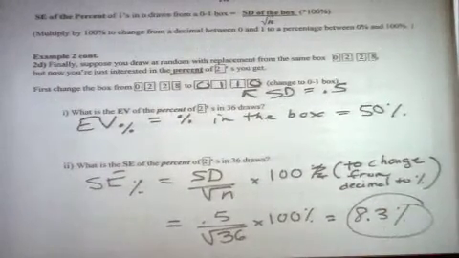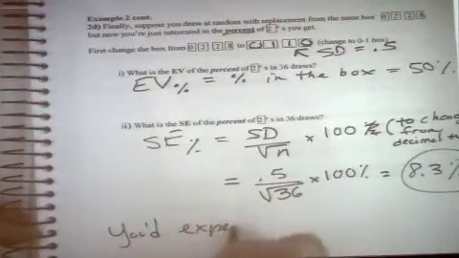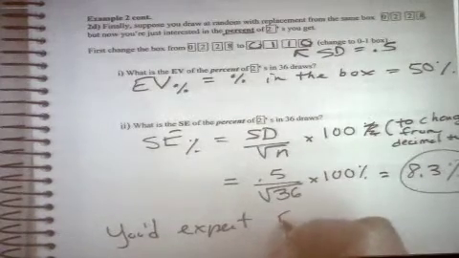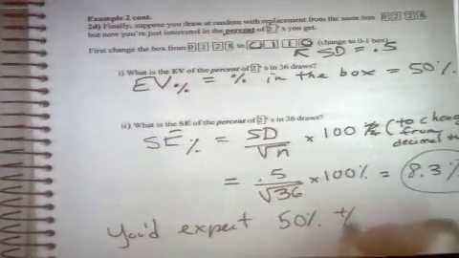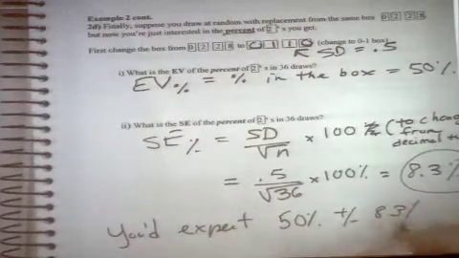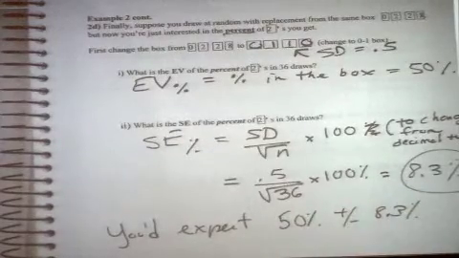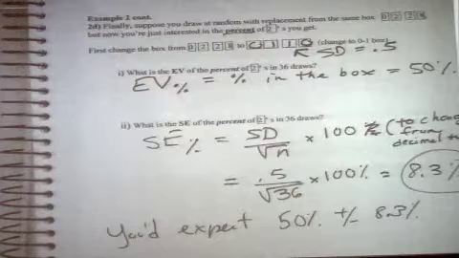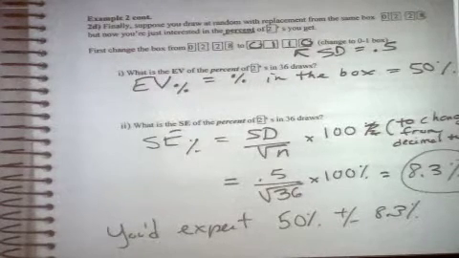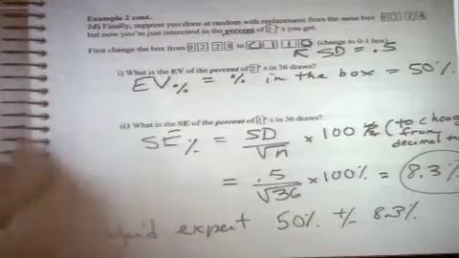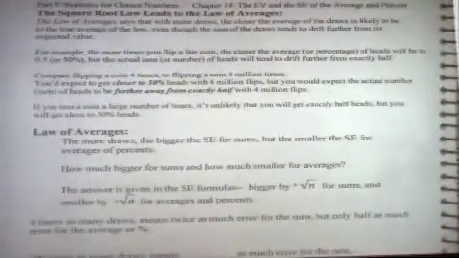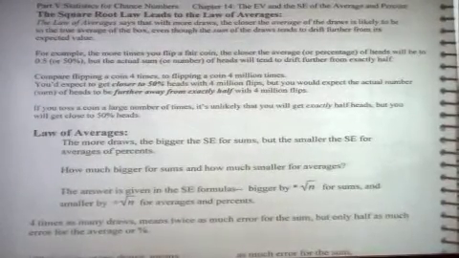So you'd expect 50% 2s plus or minus 8.3%. That's all we're talking about here. All right, we are almost done. It's going to get really interesting when we use this stuff, believe me. We're just trying to get these basic laws down, and then when we use them, it's going to be really easy or fun.